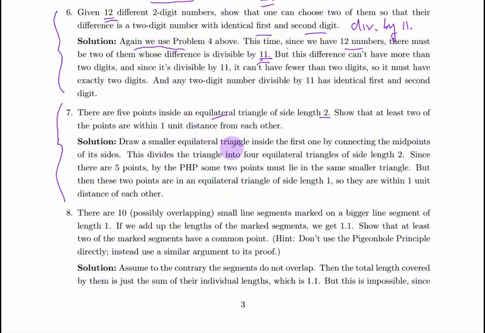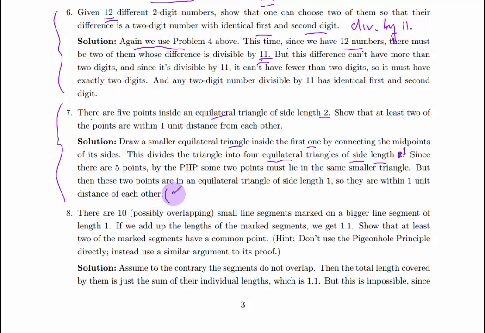Let's look at the write-up and see how he says it. Draw a smaller equilateral triangle inside the first one by connecting the midpoints of its sides. This divides the triangle into 4 equilateral triangles of side length 1. Should be a 1 here. Okay, since there are 5 points by the PHP, some 2 points must lie in the same smaller triangle. But these 2 points are in an equilateral triangle of side length 1, so they're within 1 unit distance of each other. Okay. See, he's kind of sparse on this last argument.